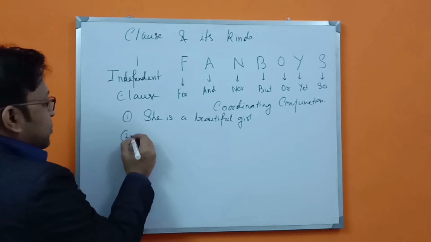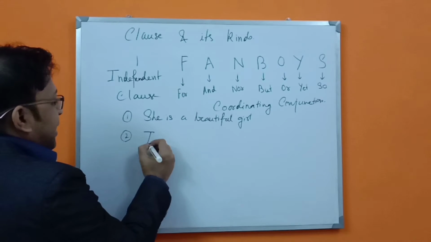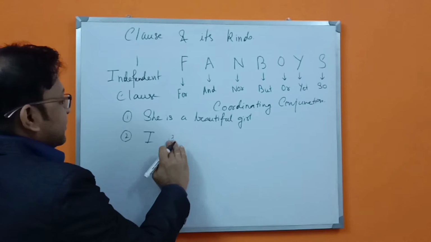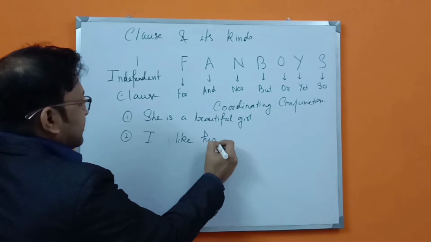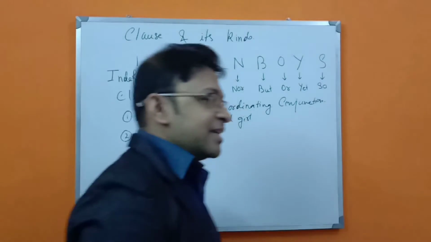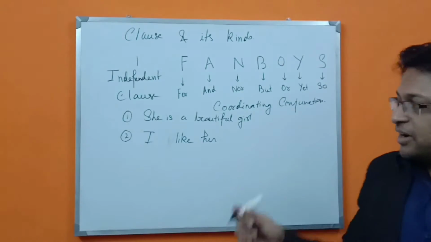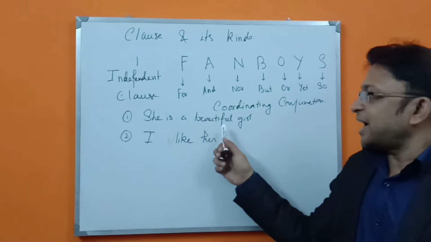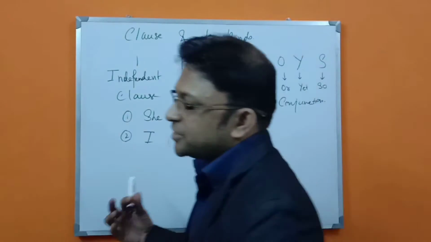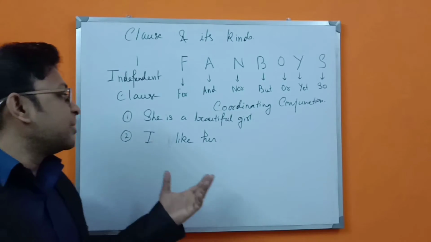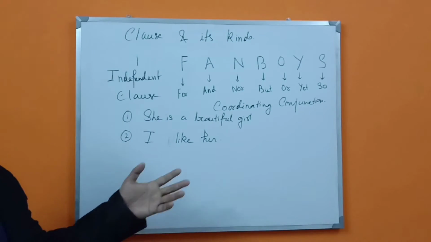Sentence number 2, I like her. So as I can see, if you question the sentence, you are going to get the subject and the action or the object. If you question the sentence, you are going to get who is a beautiful girl, she, and what she is, a beautiful girl.